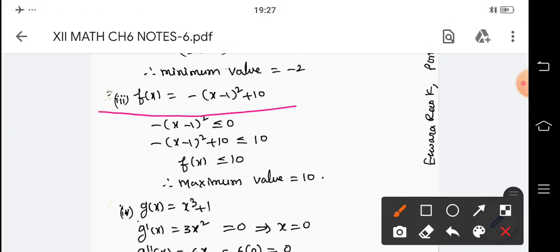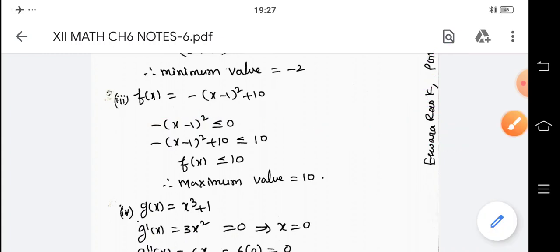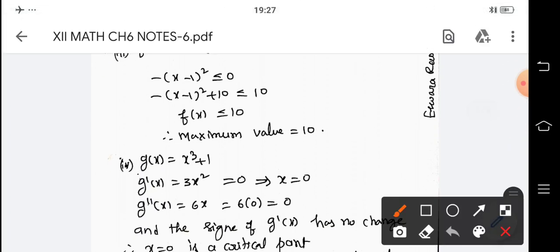The next thing is f of x equal to minus of x minus 1 whole square plus 10. You know very well x minus 1 whole square is always greater than or equal to 0. As there is a minus, you should put less than or equal to 0, because a negative value is always less than 0. The square will be positive, so minus of x minus 1 whole square is always less than or equal to 0. Adding 10 on both sides, minus x minus 1 whole square plus 10 is less than or equal to 10.